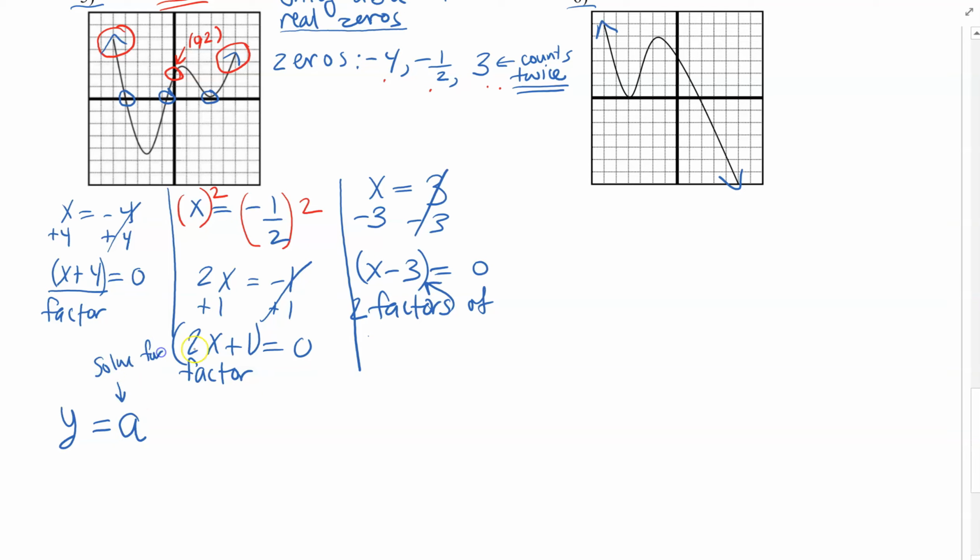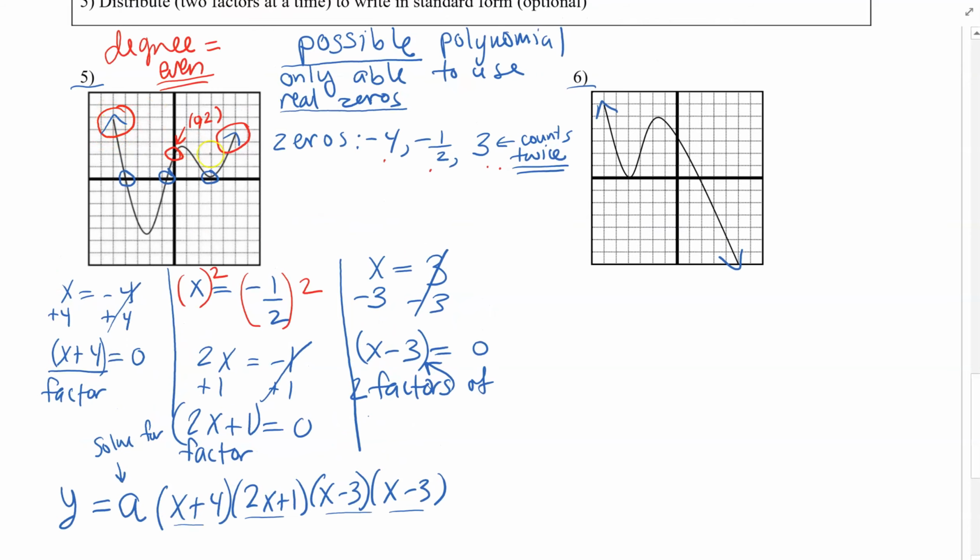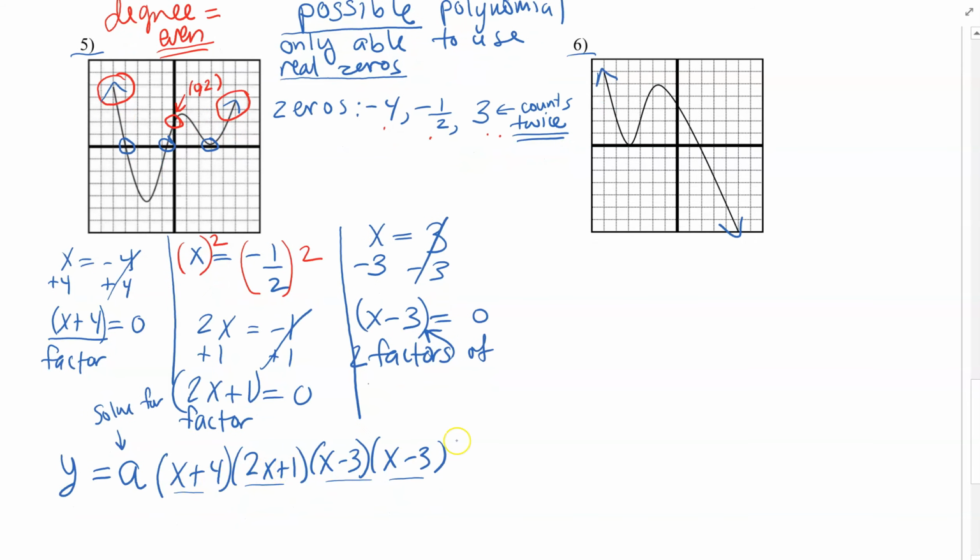Solve for a, because we cannot assume it equals 1 anymore, because we have more information from looking at the graph to be able to determine a. And then I'm going to write my factor of x plus 4, my factor of 2x plus 1, and my 2 factors of x minus 3. You can write that as x minus 3 squared as well, but I wanted to show here there's really 4 full factors, right? That's how I'm going to end up with that even degree, both arrows pointing up, with 4 factors.